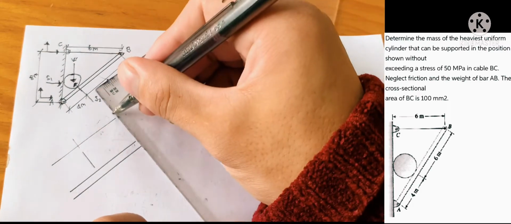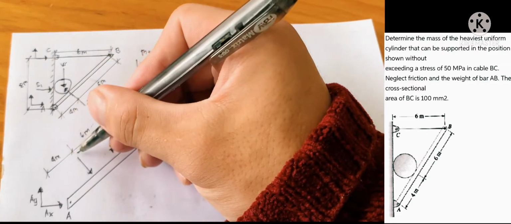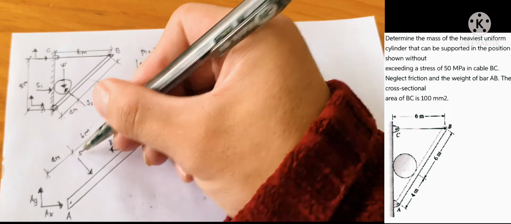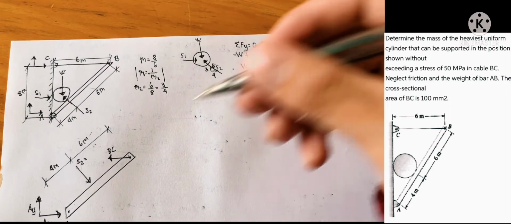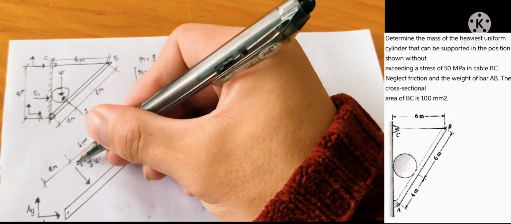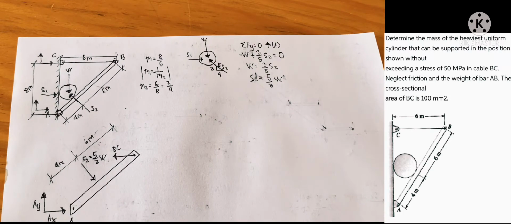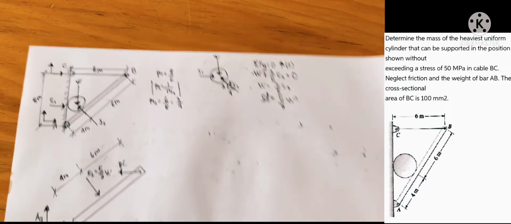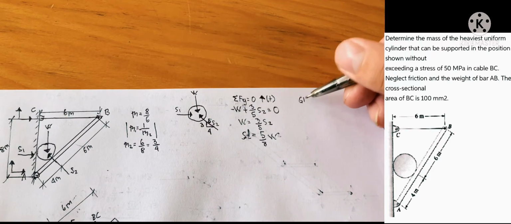So in here, I will skip again. So we know that S2 is 5/3 multiplied to W. Now noticing the direction, since at the cylinder it is in compression, so on the rigid bar it must also be in compression, must be pushing it downwards.